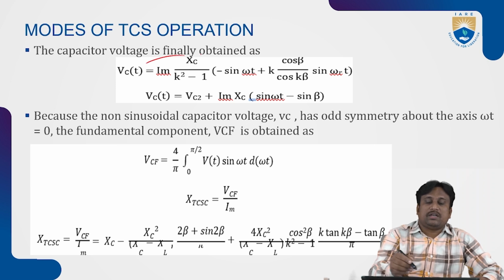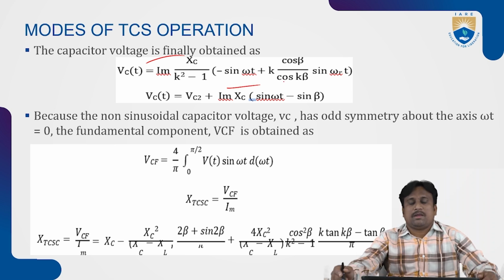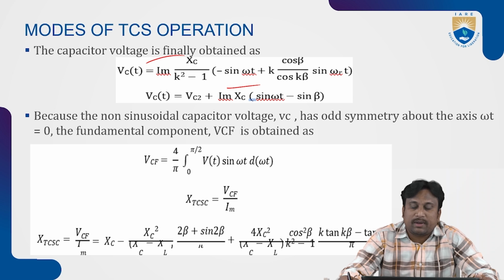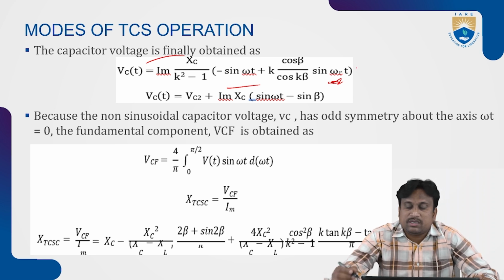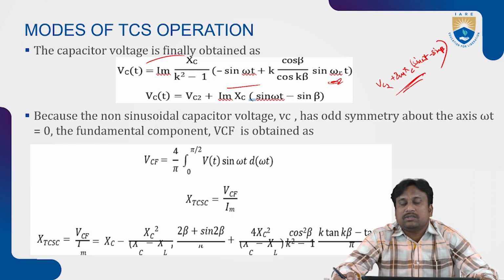So capacitor voltage is finally obtained as Vc of t equals to Im into Xc by k square minus 1, multiplied with minus sin omega t plus k into cos beta by cos k beta sin k omega t. Here the Vc coefficient must be added with Vc2: Vc of t as Vc2 plus Im of Xc as sin omega t minus sin beta is considered. So this is the condition which we have.